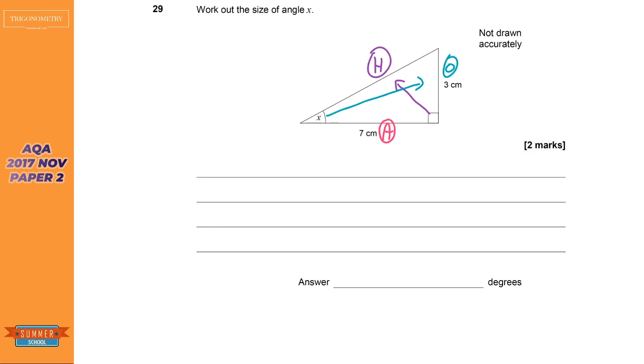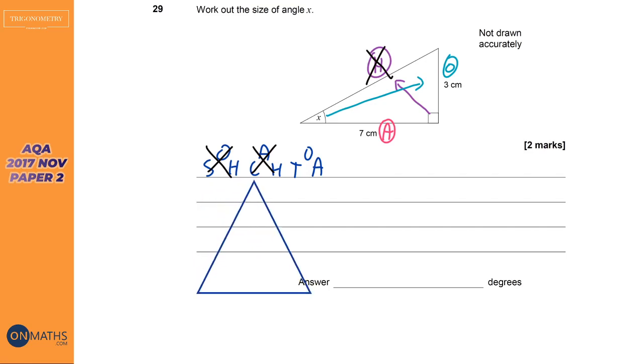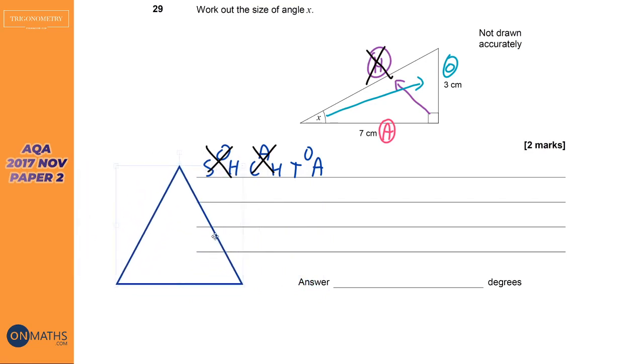Cross out the one that we're not using. Well, the opposite is 3, the adjacent is 7, hypotenuse no interest at all in this question, so let's cross that out. Write down our SOH CAH TOA, and we've crossed out the H, so that gets rid of the sine and the cos, the SOH and the CAH, and leaves us with the TOA. So let's get our triangle out. Let's move it across a bit, give us a bit of space.